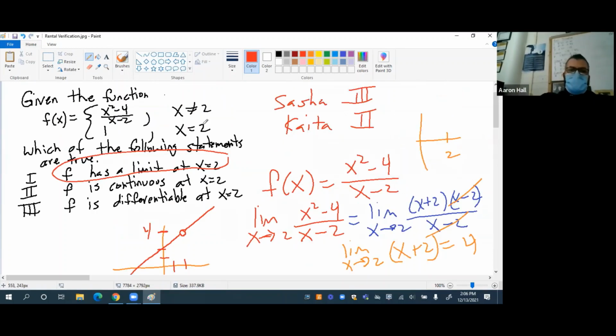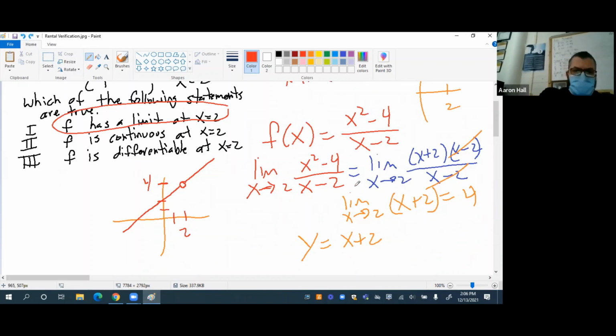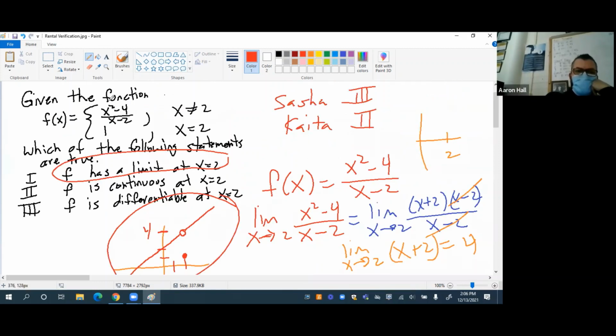Now, if I look at this piecewise, it says here that when x is 2, my y is 1, which means if I wanted to finish graphing this, then when x is 2, y is 1. So we have a dot here. Does that look more or less like what the graph would look like from your understanding of a piecewise? Yes or no? Okay. So let's look at the graph that we created.